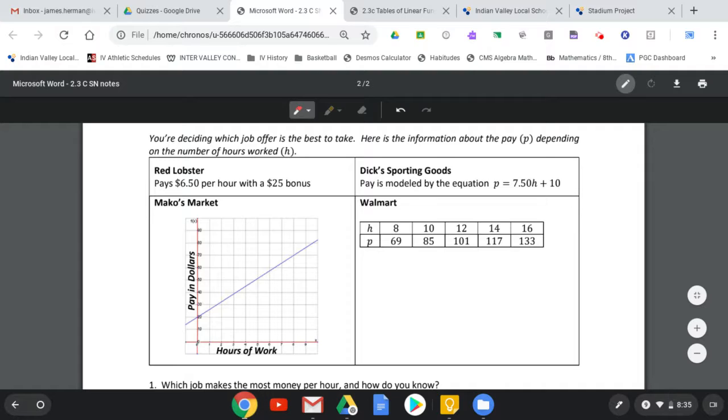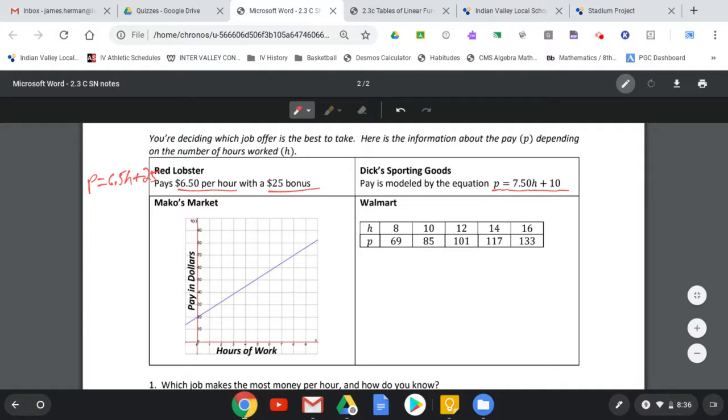So Red Lobster pays $6.50 per hour and a $25 bonus. So pay equals 6.5H plus 25. Yes? Dick's Sporting Goods already gave us the equation. What is it? P equals 7.5H plus 10.